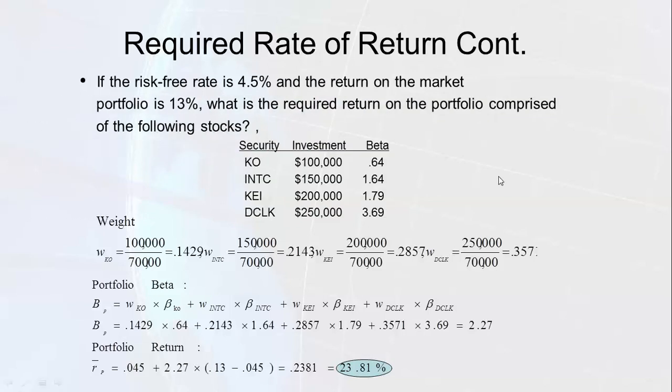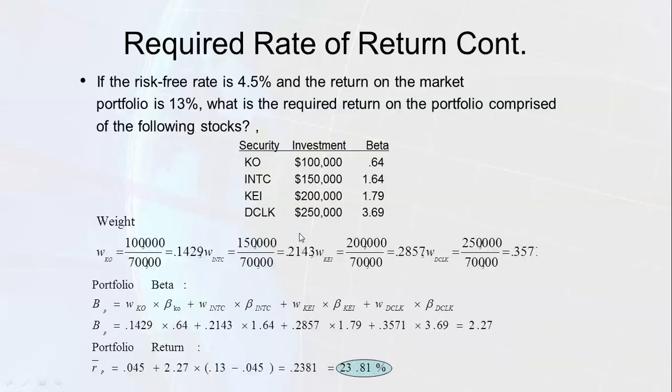So first of all, you need to find out the weight. Weight is basically your investment on each security divided by total investment. So if you add all these numbers, you're gonna have $700,000, and dividing $100,000 by $700,000, you're gonna have 14.29%. So we got the weight of each of these securities.